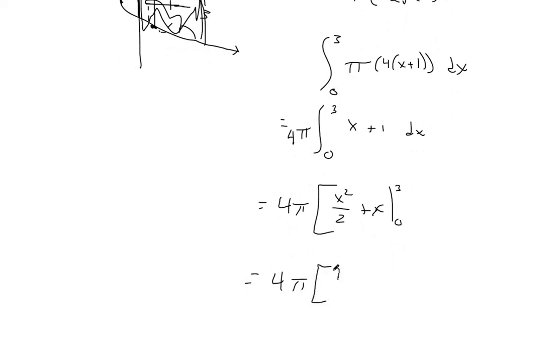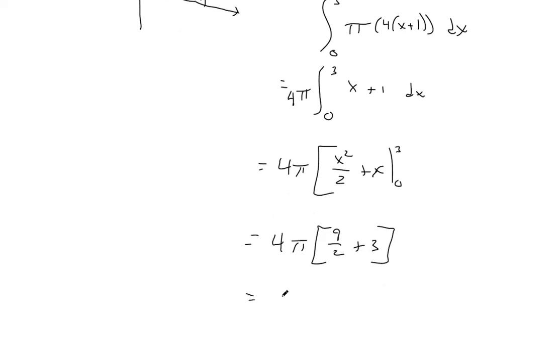So that's 9 over 2 plus 3. And if you plug in 0, it's just going to be subtracted by 0 plus 0. Getting common denominators here, that's 6 over 2. So we got 15 over 2 times 4: 15, 30, 45. So that's 60 pi over 2, which is 30 pi. Let me just double check. Yep, okay, that's the correct answer, so I didn't mess anything up.